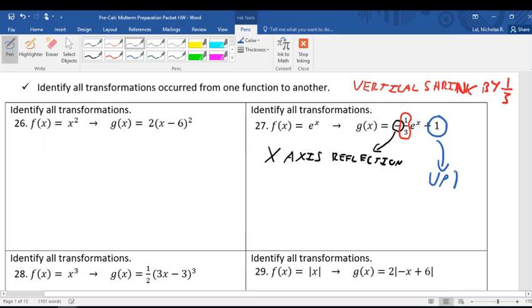So that's just going to be a shift up 1. We have a vertical shrink by 1/3, an x-axis reflection, and a shift up 1, and those are all the transformations of f of x equals e to the x into g of x equals negative 1/3 e to the x plus 1. All right, that's 27.